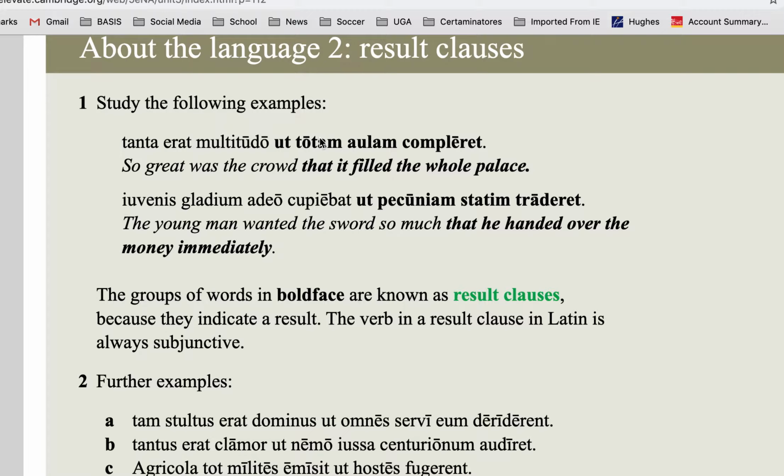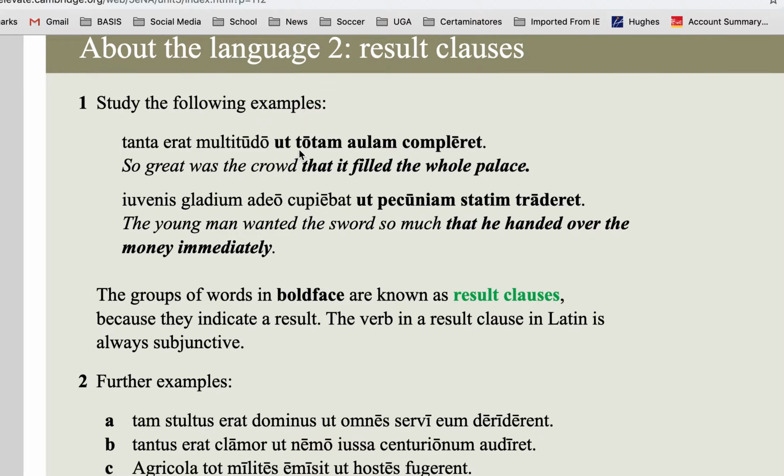Also in About the Language 1, we learned about indirect commands. I told him to buy the milk. I asked him to buy the milk. I begged him to buy the milk. I ordered him. I commanded him. I warned him. All of those things can start indirect commands. And the third clause in that series that uses ut to begin them is a result clause.